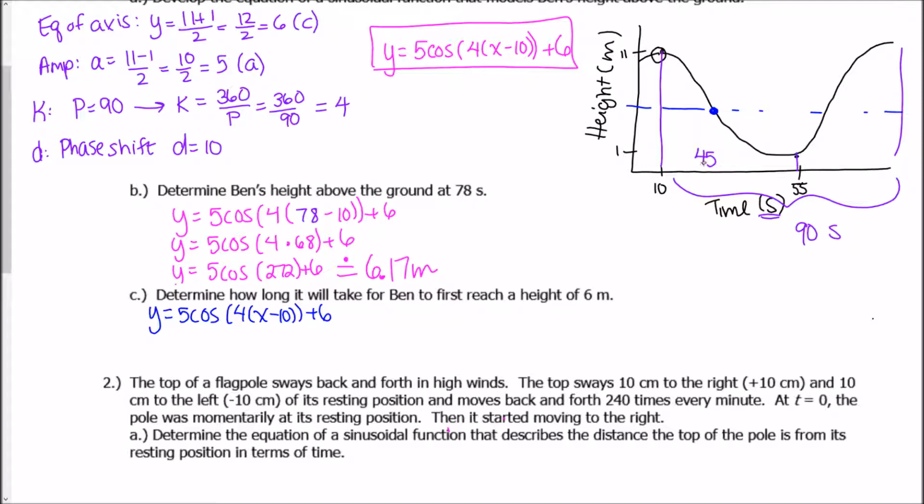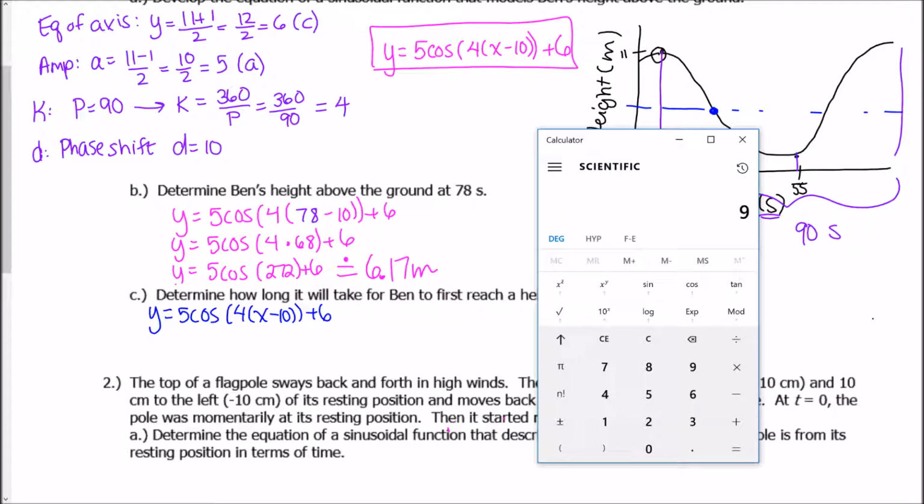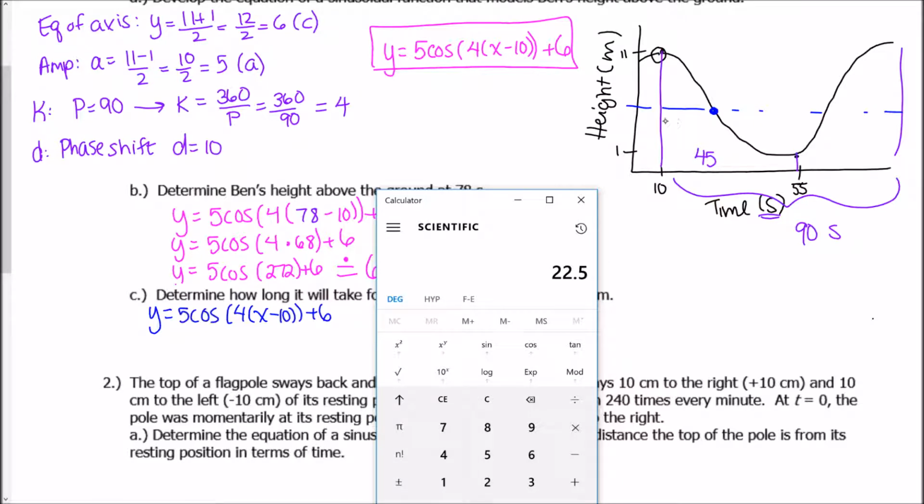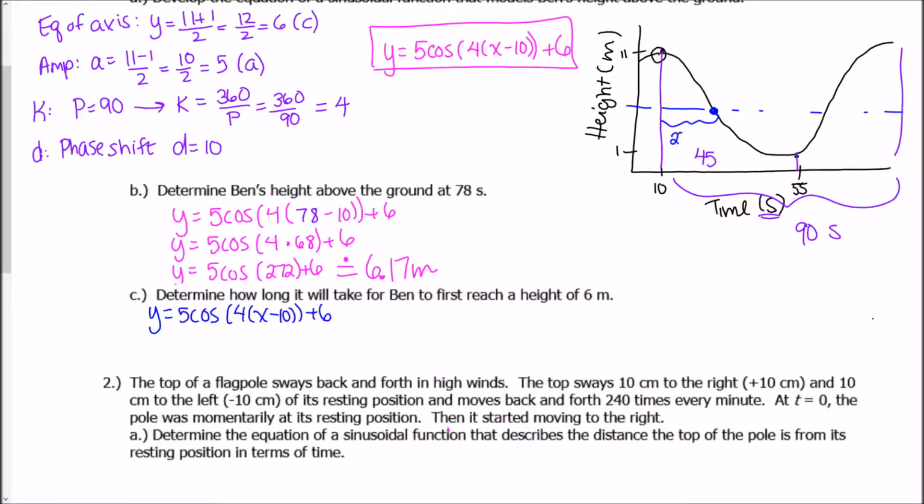Or I could take 45 and divide that by 2. Either way, I'll get the same answer. So 90, divide that by 4. I get 22.5 seconds, but that's added on to the 10, so altogether, this would be 32.5 seconds. So it will occur at 32.5 seconds. But let's just double check to see if this is correct algebraically.